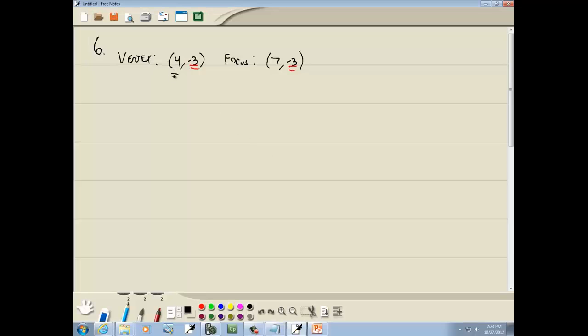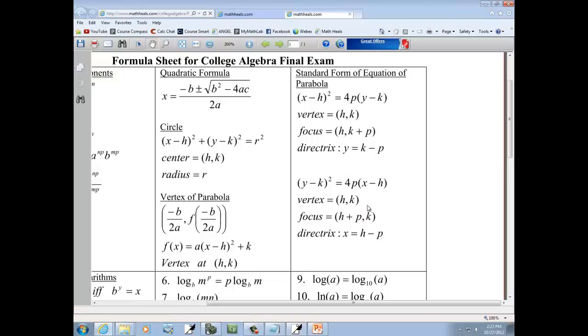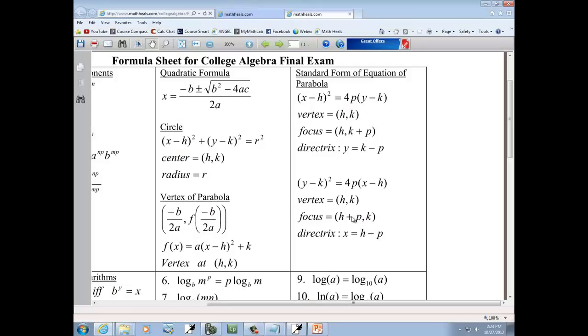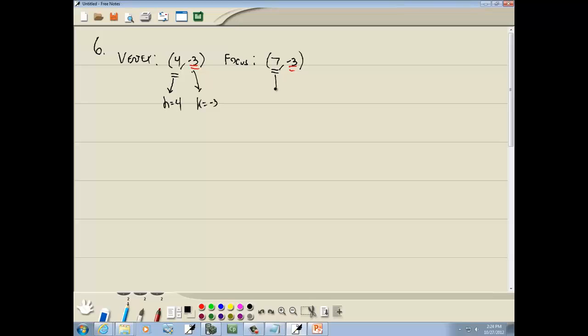Now, no matter what, this is your h, and this is your k. So h is 4, and k is negative 3. And we said we're going to use the bottom formula here. So along with our focus, we said the first part is h plus p. So this part is h plus p, which over here we just said h was 4. So we got 4 plus p is equal to 7. P is equal to 7 minus 4, or p is equal to 3.